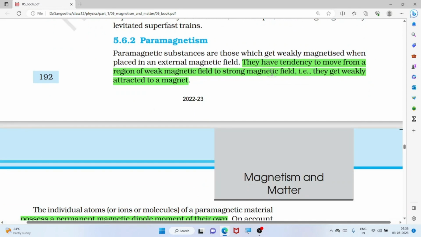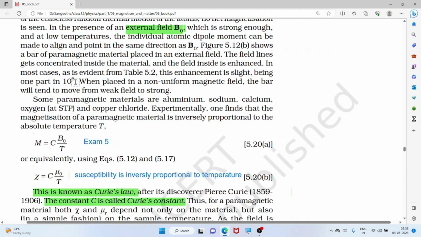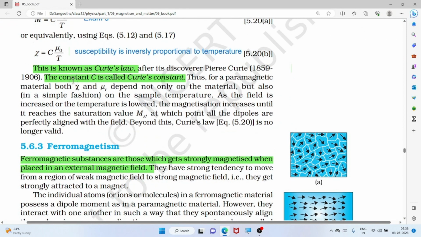Paramagnetic substances have a tendency to move to the stronger magnetic field. A paramagnetic substance is attracted by the magnet. Susceptibility is inversely proportional to the temperature, with C as a constant.